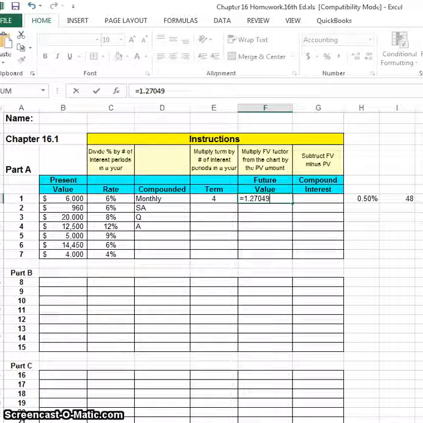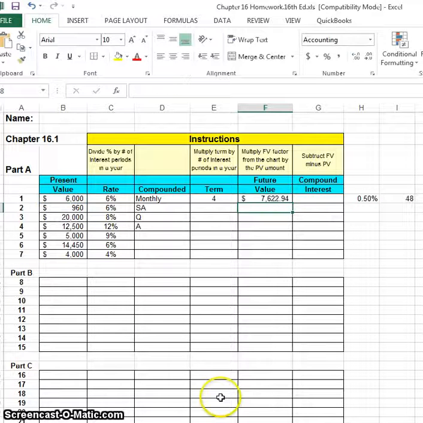1.27049, and all you need to do to calculate the future value is to take that number times the present value that you started with. And so this calculation then tells us that the future value of $6,000 in 4 years, if you have a 6% rate compounded monthly, is going to be $7,622.94.